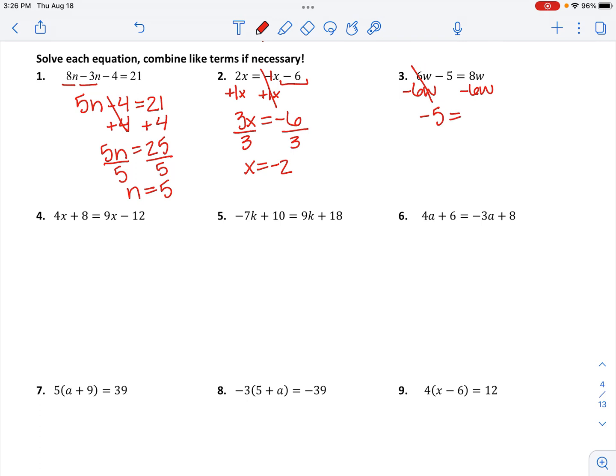Negative 5 equals 8 minus 6 is 2, so I have 2w. Negative 5 equals 2w. 2 times w, divide by 2 on both sides. Let's leave it as that fraction. That fraction will not simplify any farther, so I have negative 5 halves.